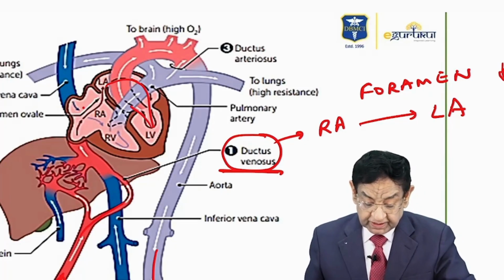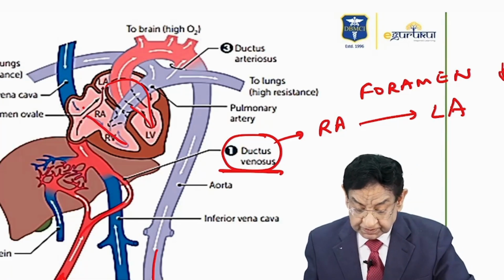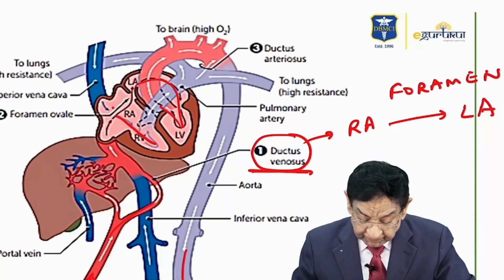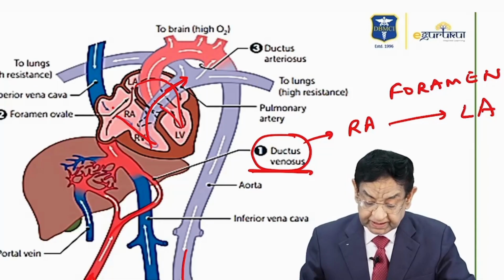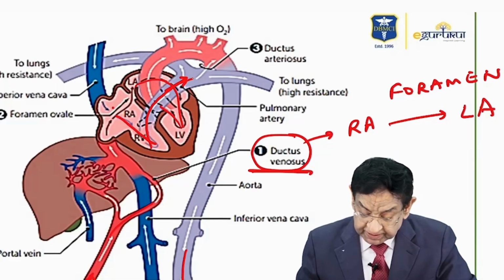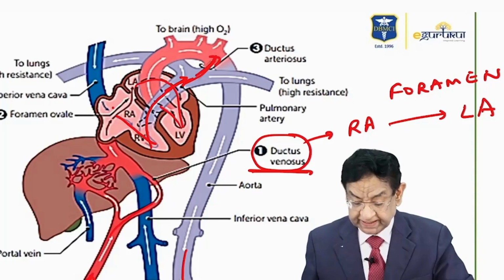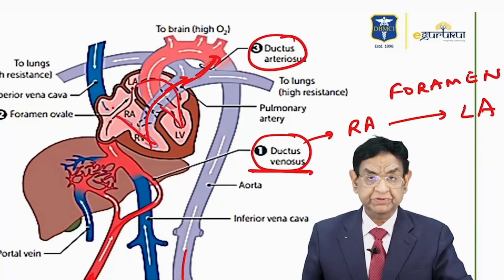Okay, well, some amount of blood comes to the right ventricle also. From the right ventricle it enters the pulmonary circulation. Now again we have a third bypass. The third bypass is that from the pulmonary artery, the blood enters the aorta. This is via the ductus arteriosus.